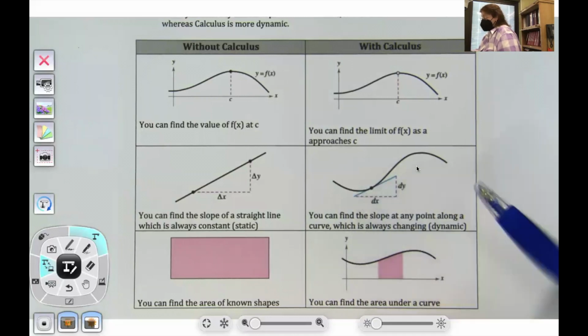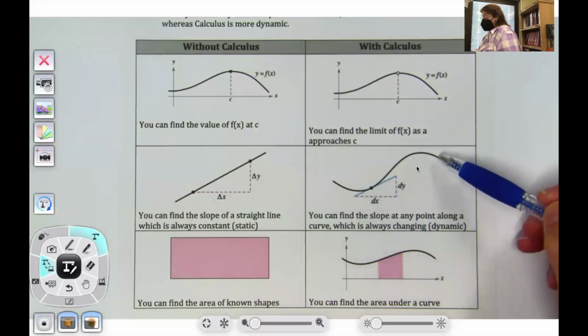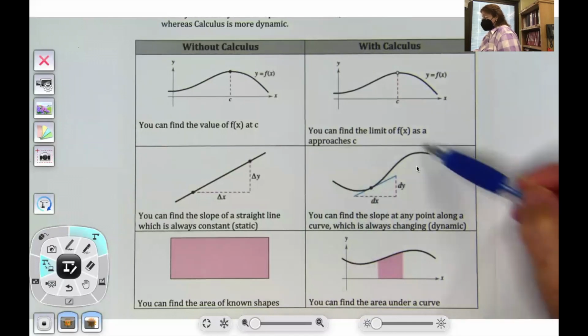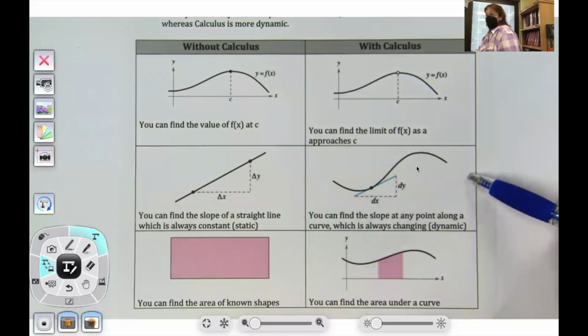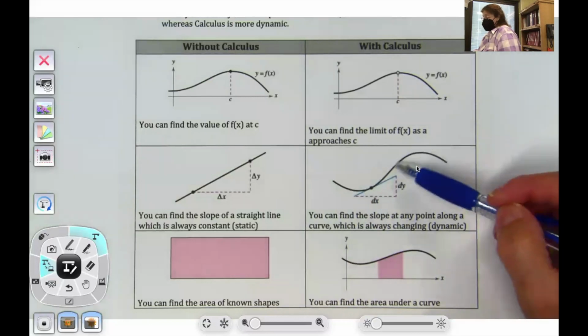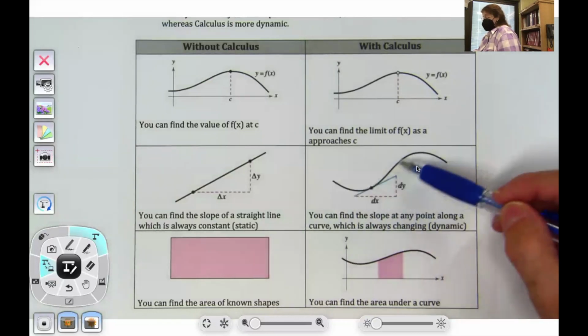But how about if I picked a point over here? If I pick a point over here and I draw a tangent line and then I find the slope of that tangent line, what's the slope going to be? It's going to be negative. So at any point along this curve, the slope changes.